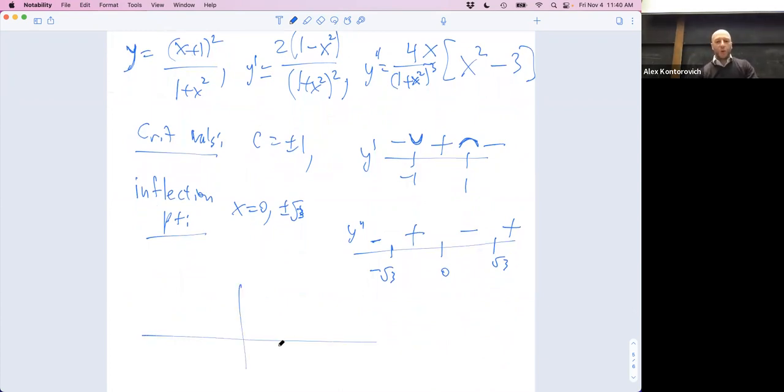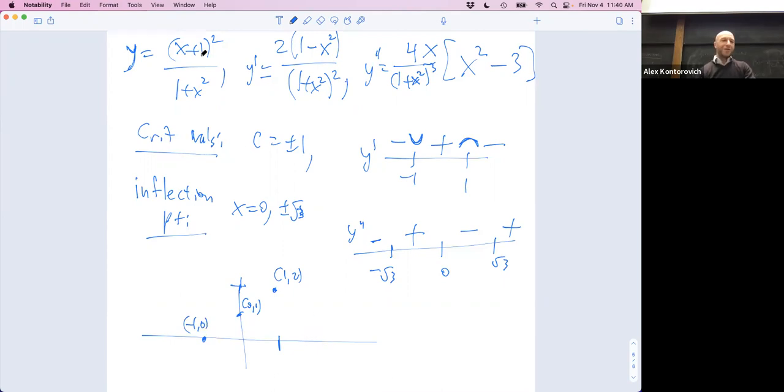I'm worried about the point 1. What's happening at the point 1? What's happening at the point 0? There's a point 0, 1. That's going to be an inflection point. What's happening at 1? I have 2 squared is 4 over 2, which is 2. So this is the point 1, 2. What's happening at -1? That's easy, that's 0. So -1, 0.